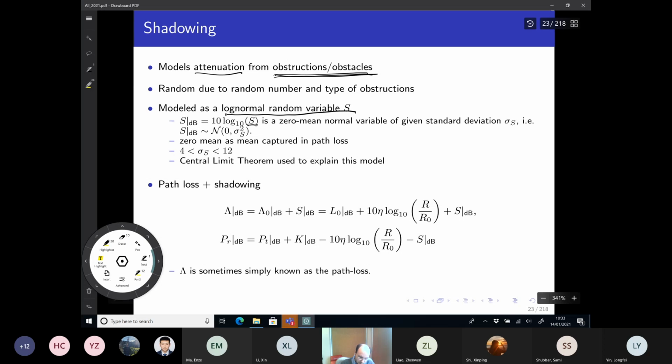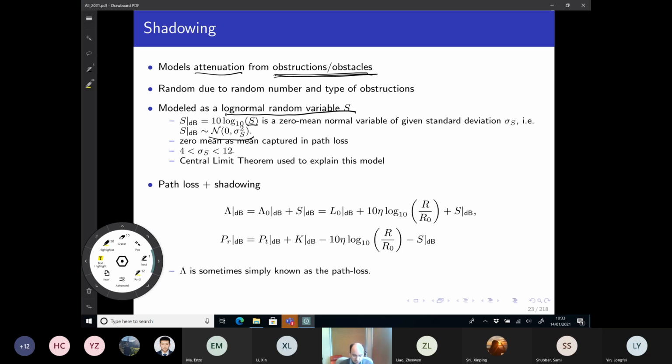So S is my random shadowing. In the log domain, I have S in dB, and S in dB here is normally distributed, right? With a certain variance, and this variance is typically between 4 and 12. You will play with this. You will see it in coursework 3 when you have to evaluate the whole network.